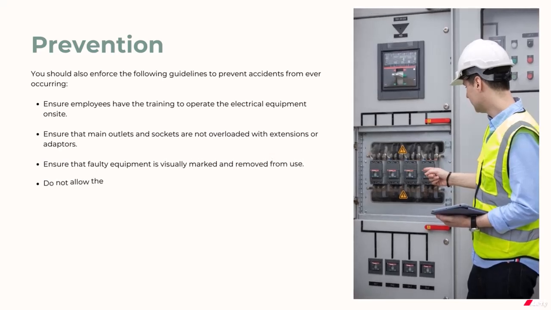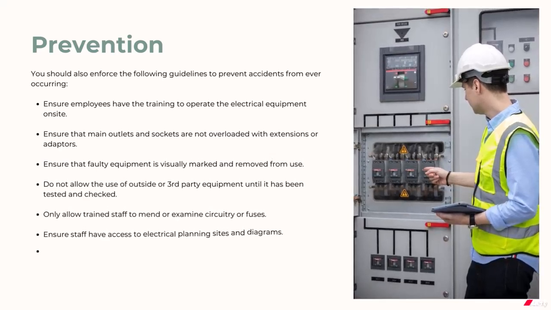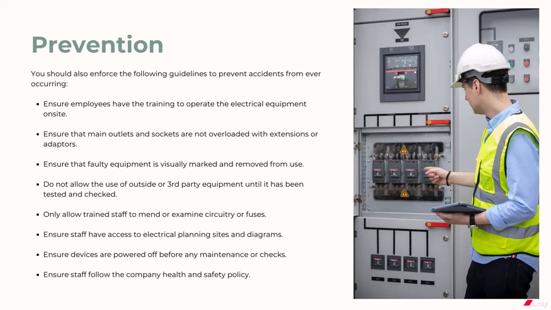Prevention. You should also enforce the following guidelines to prevent accidents from ever occurring. Ensure employees have the training to operate the electrical equipment on site. Ensure that main outlets and sockets are not overloaded with extensions or adapters. Ensure that faulty equipment is visually marked and removed from use. Do not allow the use of outside or third-party equipment until it has been tested and checked.